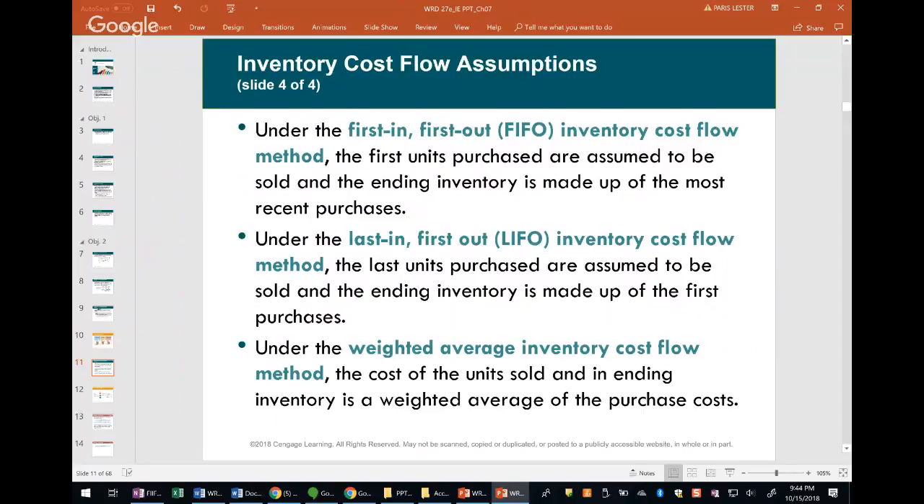All right. First in, first out assumes that we sell the first units we bought. Last in, first out assumes we sold the last units we bought. And weighted average is just an average. Now, right there are 6 methods, folks. 3 perpetual and 3 periodic. 6 methods.